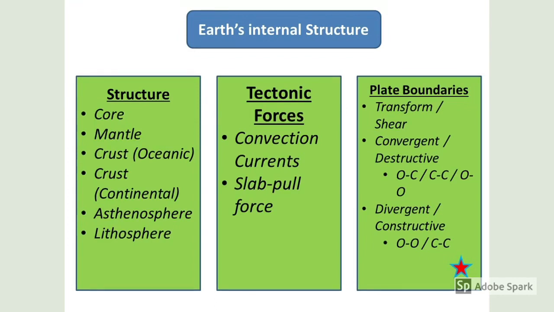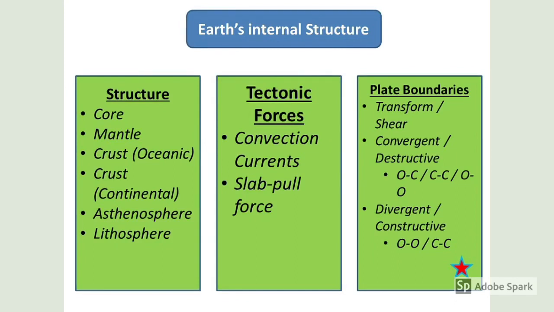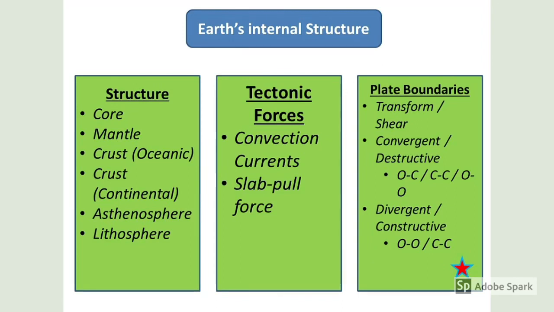Now within this component of internal structure, the most important thing here is plate boundaries. The different types of plate boundaries: transform or shear, the convergent or the destructive, and the divergent or the constructive. Now you need to know in great detail how each of these boundaries look like, how to draw the accompanying diagram for them, and explanation for what occurs at these different boundaries. The most common mistake made by students for plate boundaries is identifying or explaining the wrong boundary given the question. So you have to be very clear.